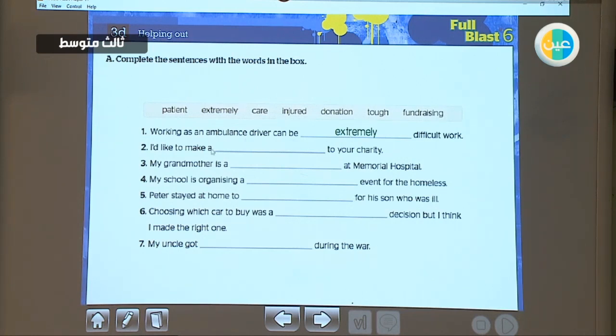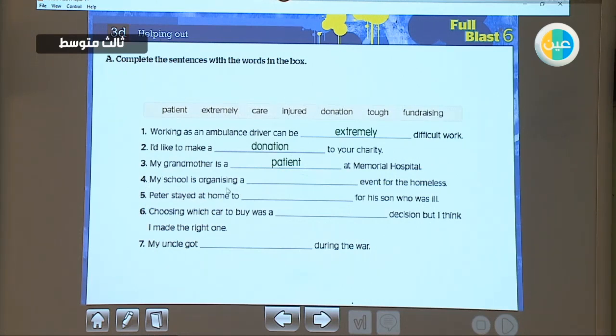The following one, I would like to make to your charity. So we have the word charity here. So what are you going to make here? We have a before the space, so it should be a noun. So I would like to make a donation. My grandmother is at Memorial Hospital. Also we have here a before the space, so the word here should be a noun. So my grandmother is what? Is a patient.